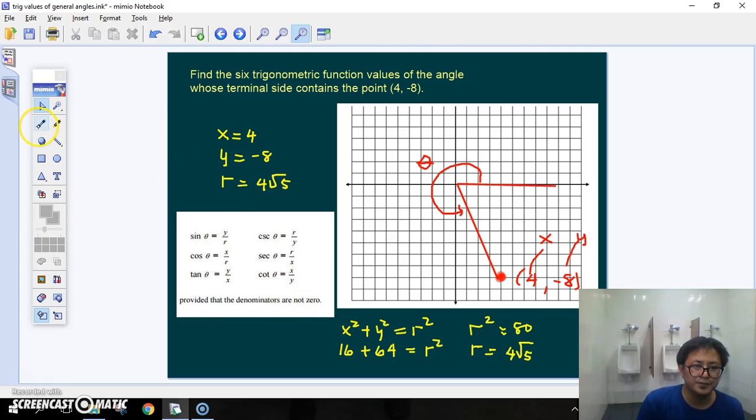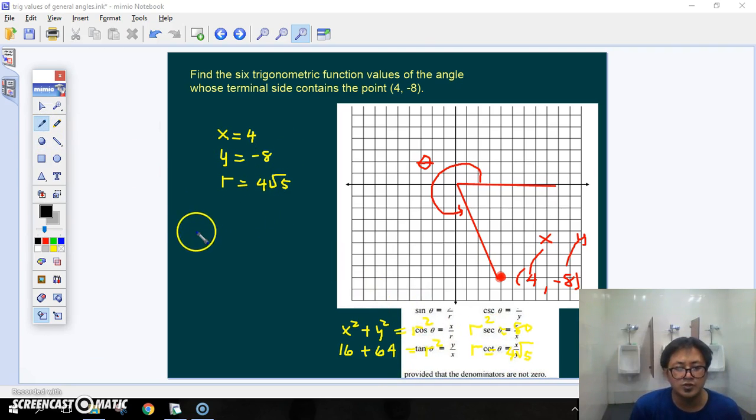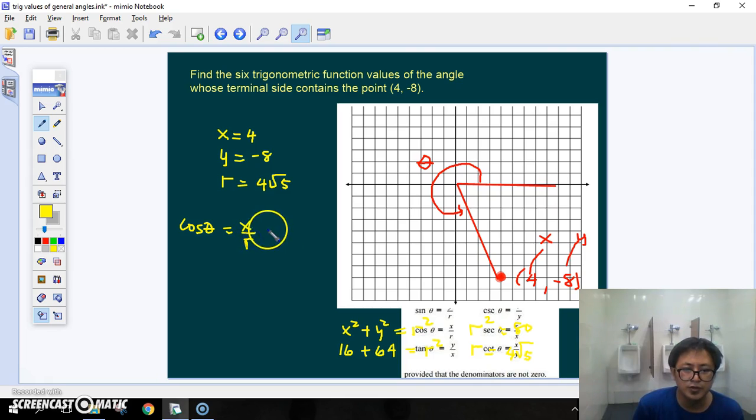So what is sine? Sine must be y over r. So that's -8 over 4 square root of 5. Cosine is x over r. That's 4 over 4 square root of 5. So let's just write here, for example, cosine, then leave the rest to you. Cosine is x over r, and it's 4 over 4 square root of 5. So you have to rationalize and simplify. So that's 1 over square root of 5. That means when rationalized, it's square root of 5 over 5.